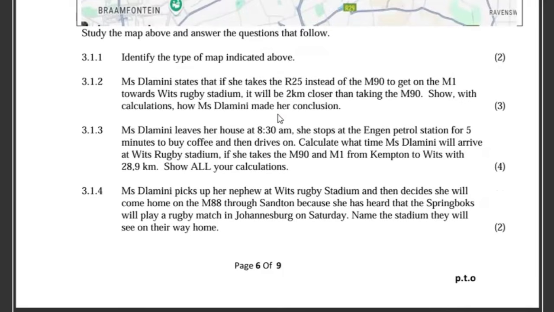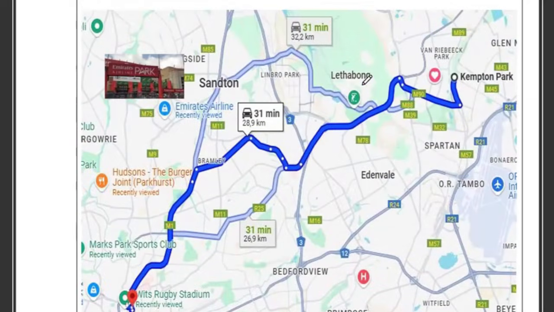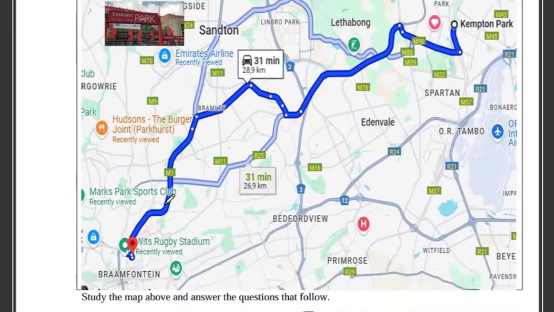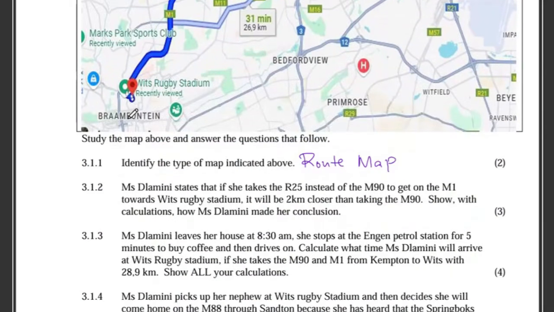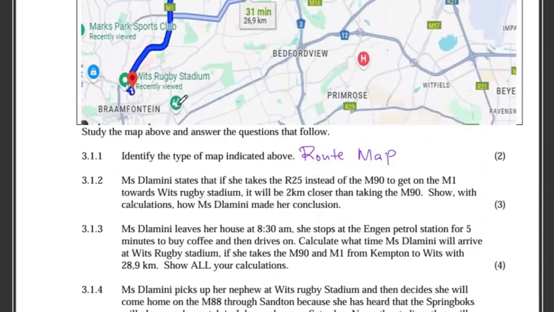Since it has routes only, you can call it a route map. It has a route of what someone will follow. So we shall call it a route map. She stays in Kempton Park and has to travel. It's only showing routes. This is Braamfontein, not Bloemfontein, so it's not a provincial map.